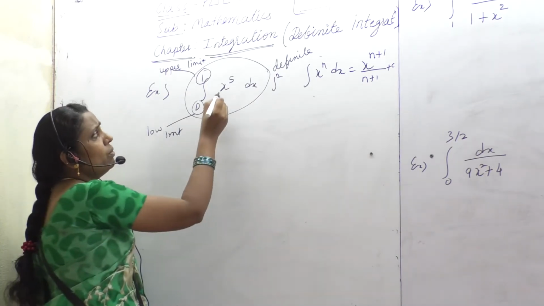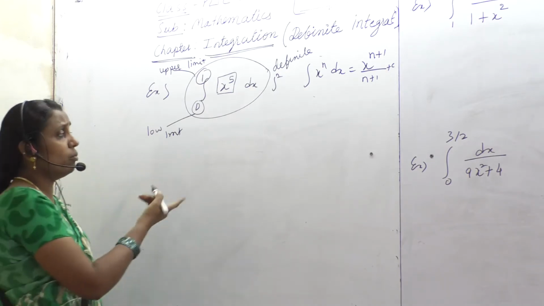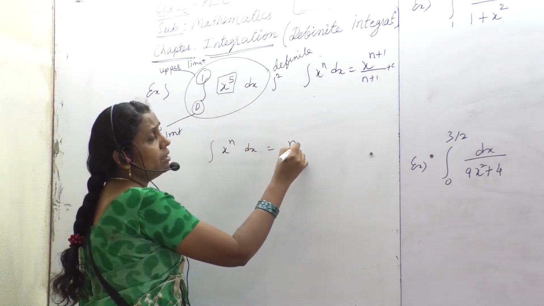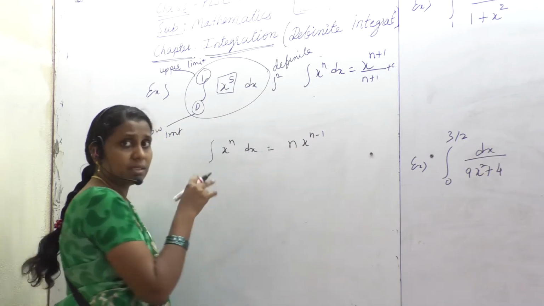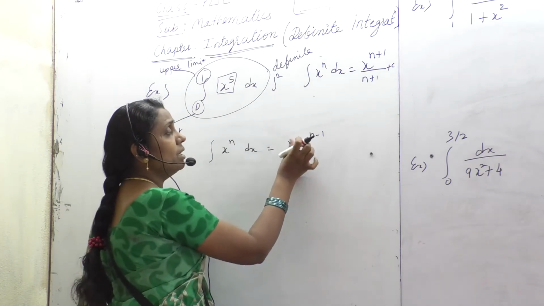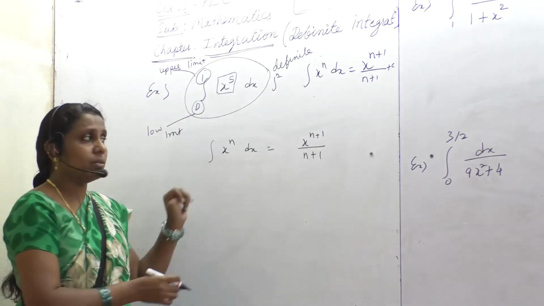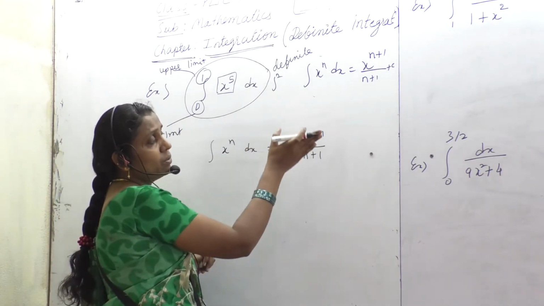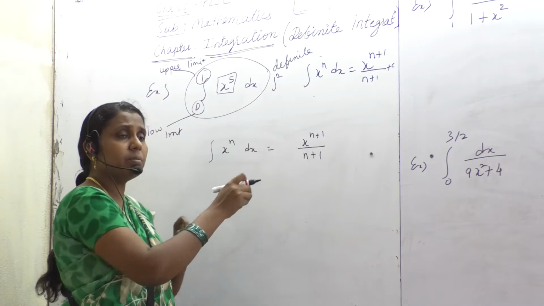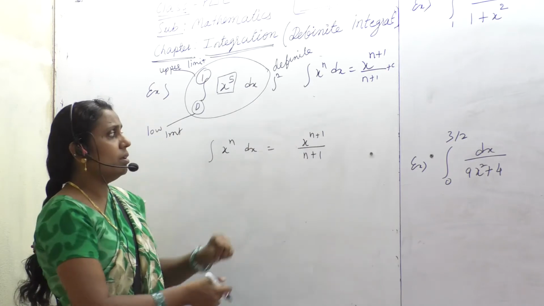So how are you going to use the relevant integration formula? Integration of x raised to n means what? n into x raised to n minus 1, is it this? No, this is for differentiation. So what is the formula for integration? x raised to n plus 1 divided by n plus 1. Whenever integration is there, the degree plus 1 comes in the denominator. Differentiation continues in product form, but in integration the degree comes in the denominator.